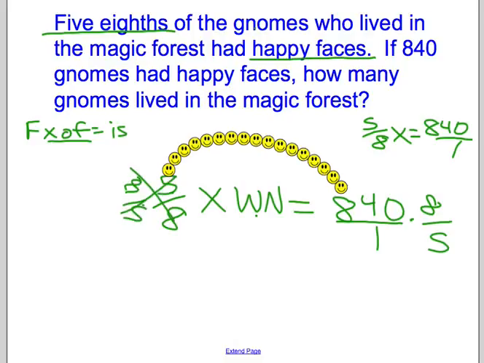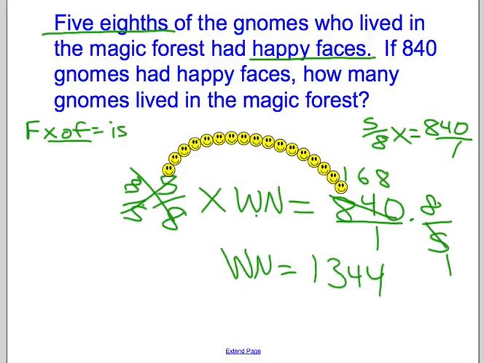So these go down, and so that leaves you with what number? 5 goes into 5 once, 5 goes into 840, 168, and then 168 times 8. And you could do that on your calculator. That'd be 1,344. See how, using the ideas that I told you, you can get stuff put in the right parts, and then it's solved by multiplying by the reciprocal.